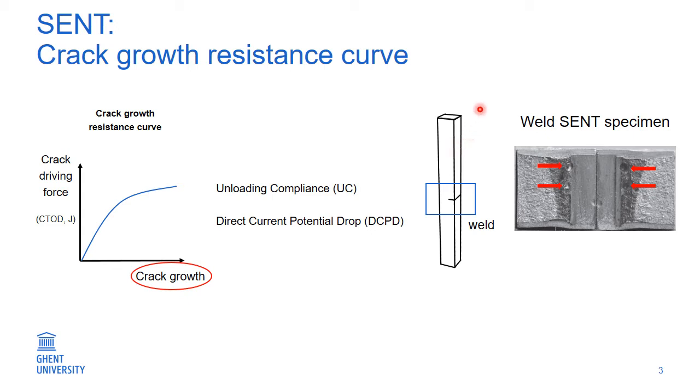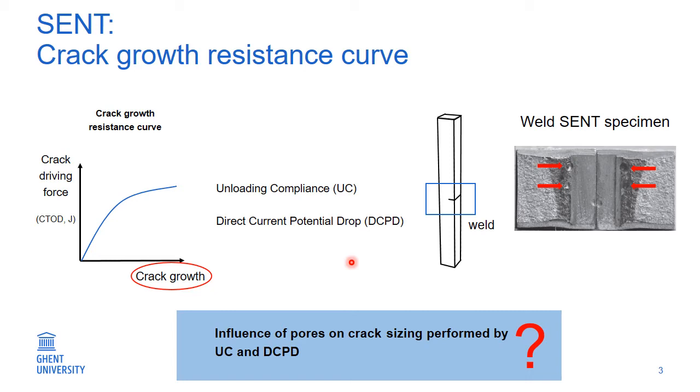In the case of a weld SENT specimen, the notch is introduced in a weld region. So, in this case, your specimen might contain some porosities formed during the welding procedure. And these porosities might have an influence on unloading compliance and direct current potential drop measurement. So in this work, we tackle the influence of pores on crack sizing performed by unloading compliance and direct current potential drop.